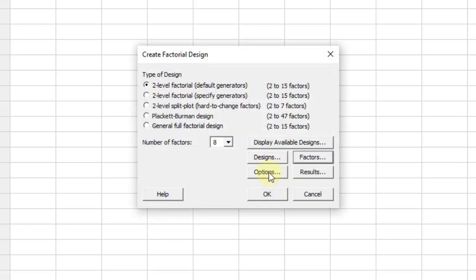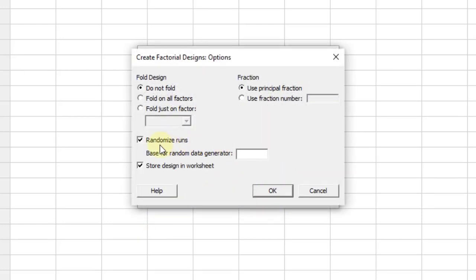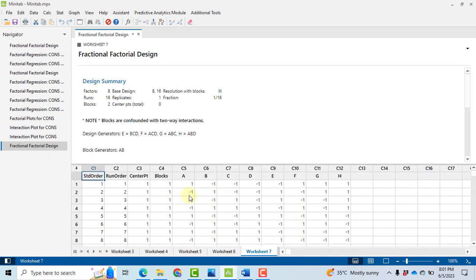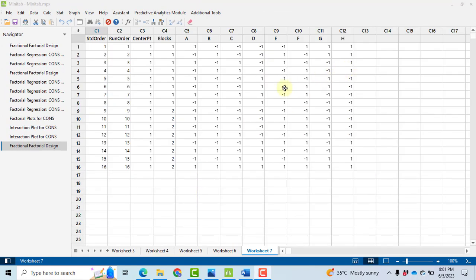Click OK. Then go to Options. Please be sure to uncheck Randomize runs because it will help you in entering the data. Click OK and then click OK. You will get a design. Now the next step is entering the values of the response variable. So right here CO and S, you can enter the values similarly like in Excel, like 1, 3, 7, 6 or 7, like this. To save time, I have entered all of the values.